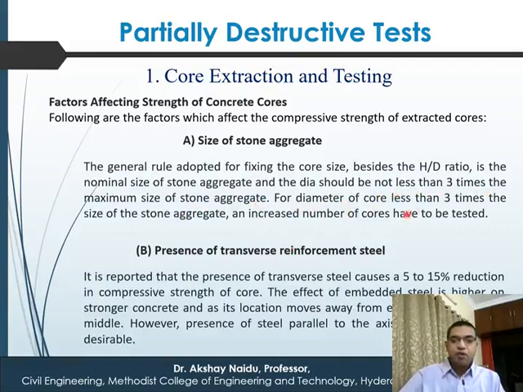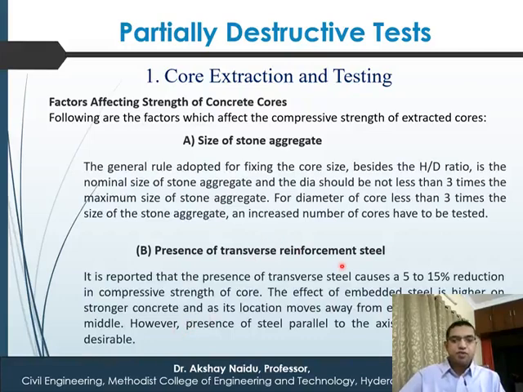For diameter of cores less than 3 times the size of stone aggregate, an increased number of cores have to be tested. So, if the maximum aggregate size that has been used in the concrete is X, then the diameter of the core should be at least 3X. If it is less than 3X, then it will produce inaccurate results. We need to take more number of cores.